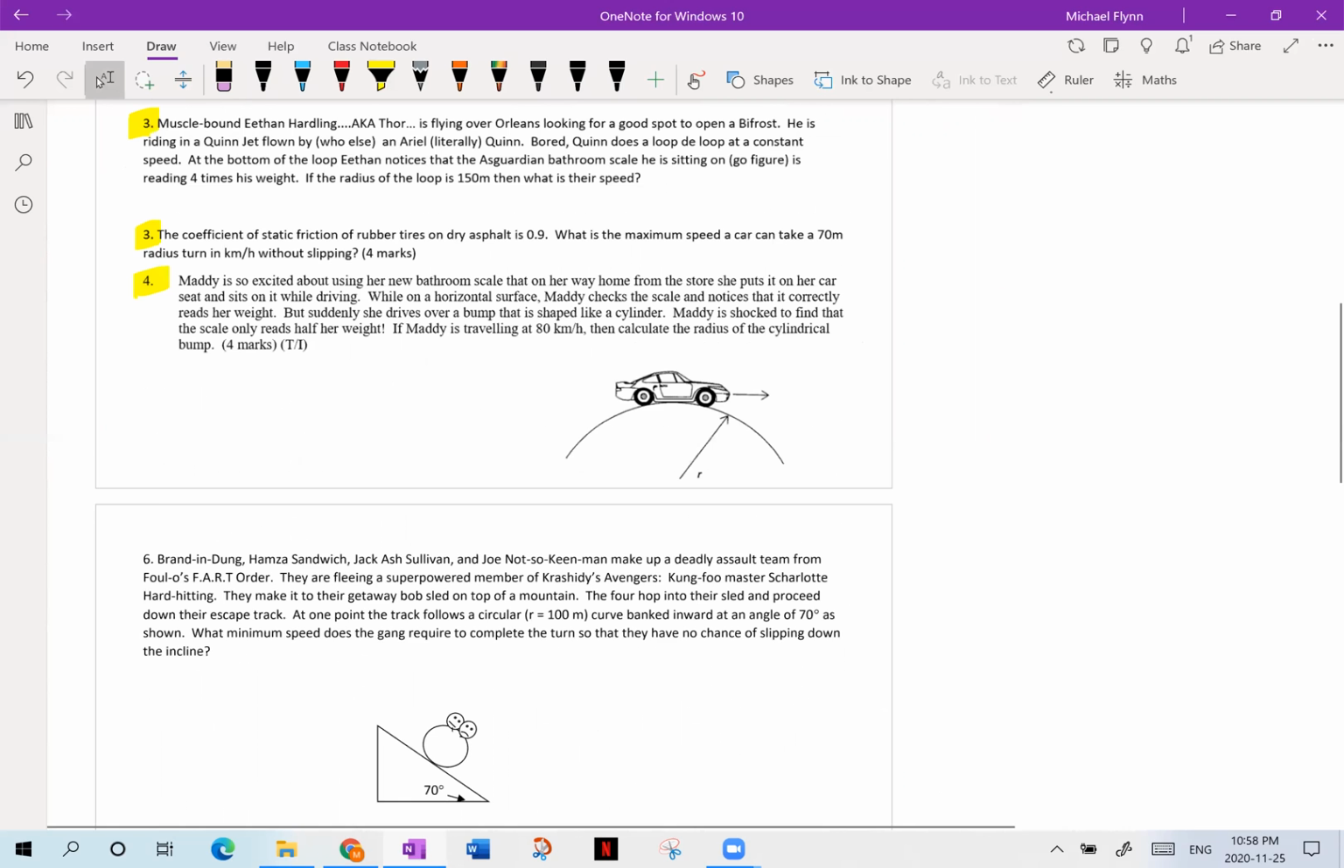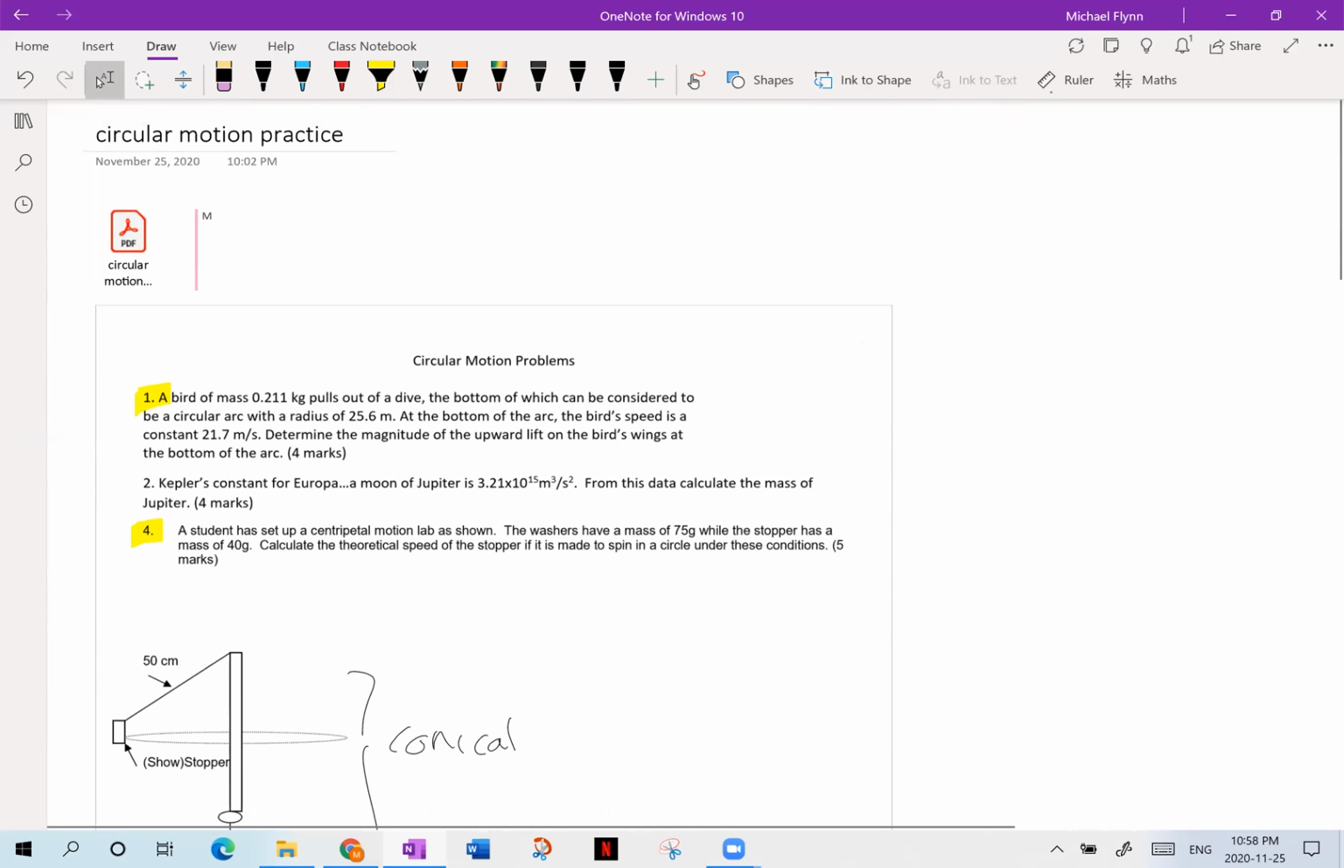I don't want you to do any orbital questions just yet. So a few questions for practice. Give those a try. They're just conical pendulum mostly, but there's also a couple of thinking questions I want you to try. But that's it, guys.